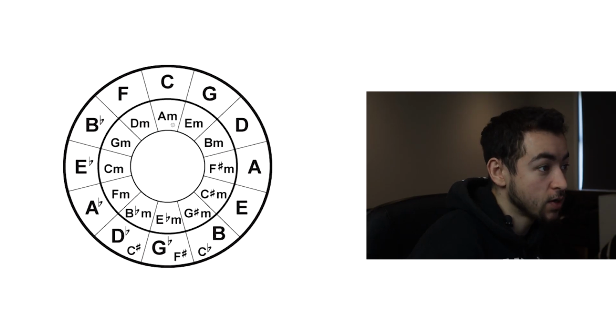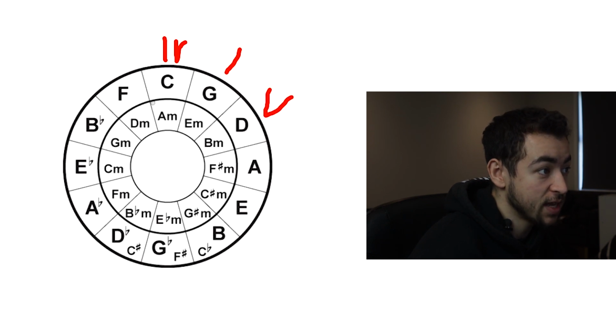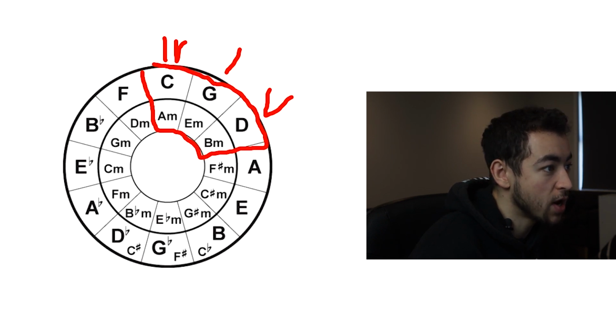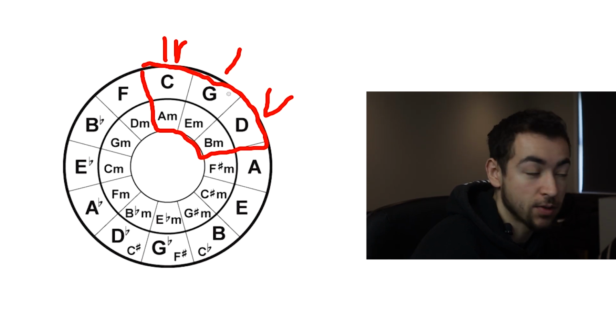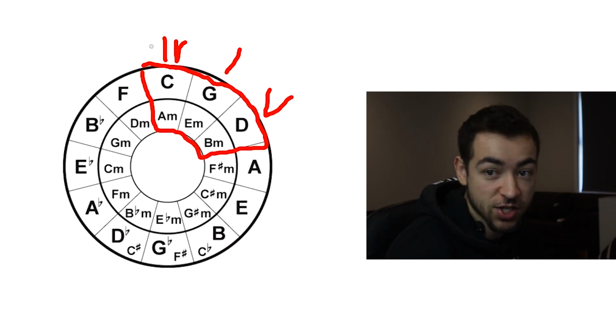So all you have to do is, let's say we're in the key of G, chord number 1, chord number 4, and chord number 5. The other 3 chords in our key are the ones that are just directly below or adjacent. We have the chords A minor, E minor, and B minor in the key of G as well. So these 6 chords are the chords we can use in the key of G to write songs.